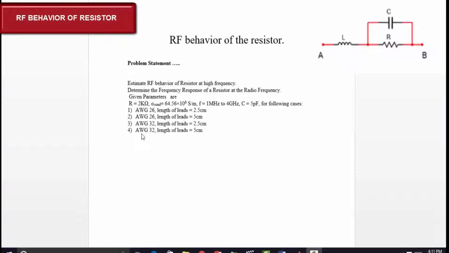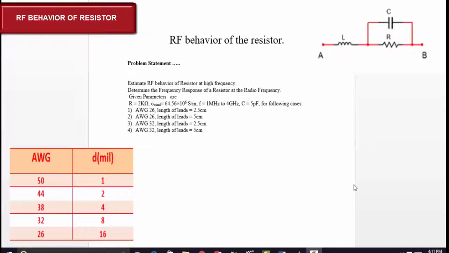This diagram is the equivalent circuit representation of a resistor at high frequency. As you can see in this picture, the values for different AWG are given. For 50, it is 2 raised to 0. For 50 minus 6, it is 2 raised to 1. For 50 minus 6 minus 6, that is 50 minus 12, it is 2 raised to 2. In this way, we get the value of the diameter in mil.